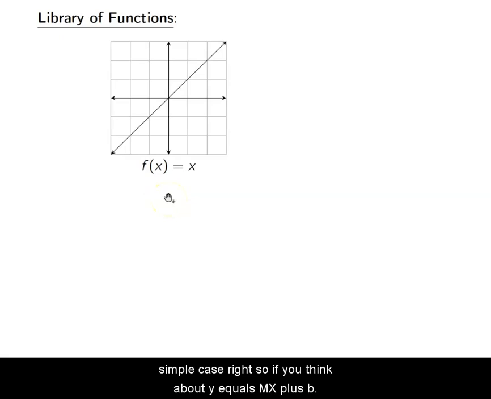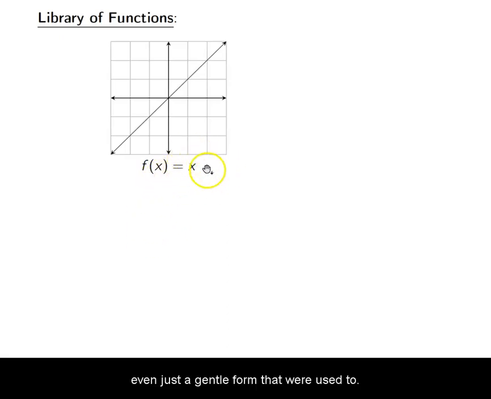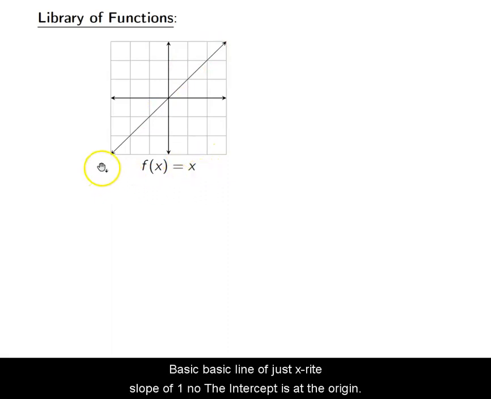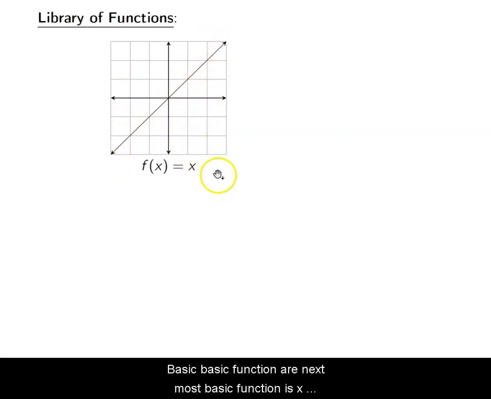So if you think about y equals mx plus b, we have a horizontal compression or expansion of m, our slope, right? And we have a vertical translation up and down of b. So even just the general form that we're used to is a transformation of the most basic line of just x, right? Slope of 1, the intercept is at the origin, basic function, okay?